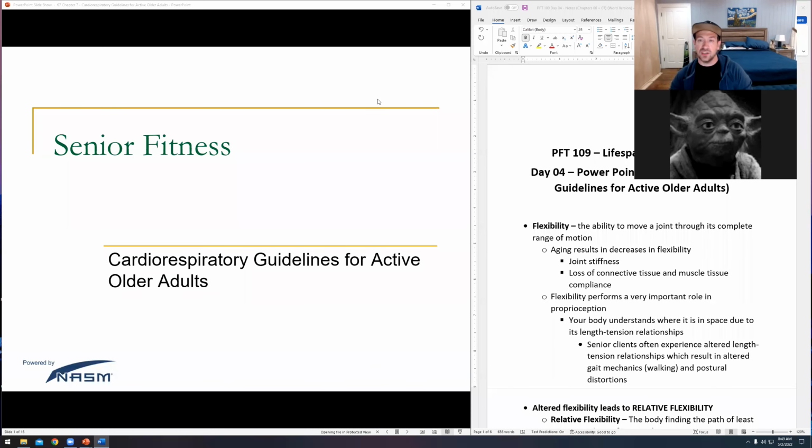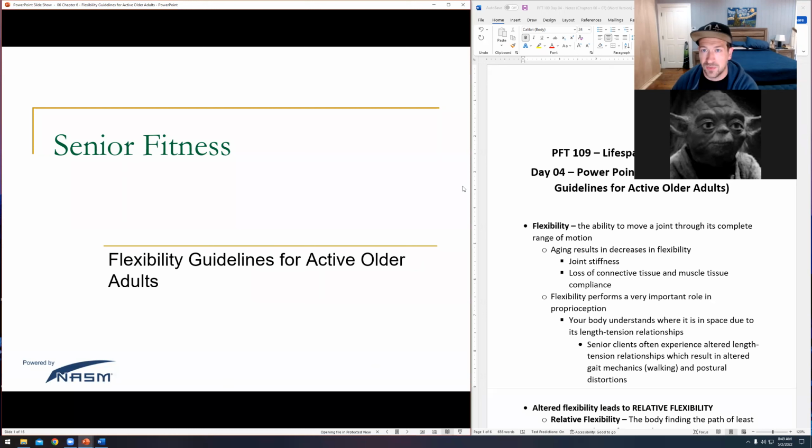All right, so we are looking at two chapters today. We're going to be looking at the cardiorespiratory guidelines as well as flexibility guidelines. So we're going to start with flexibility because that really should be the first thing that you're addressing when you walk through the gym door.